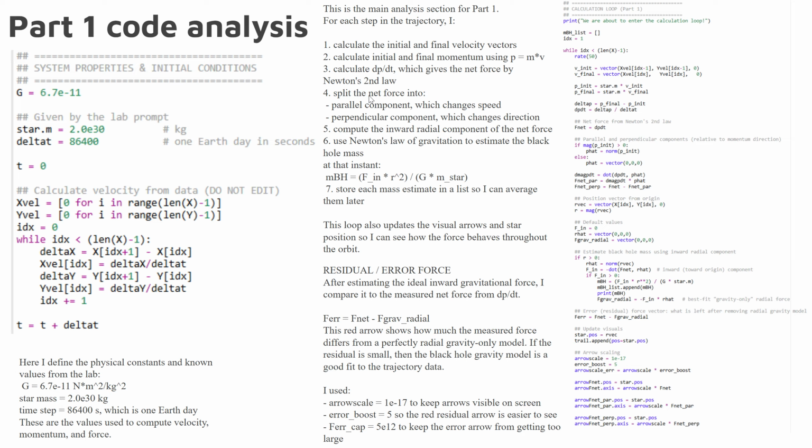Then I split the net force into its parallel and perpendicular components. Then I computed the inward radial component of the net force. I then used Newton's law of gravitation to estimate the black hole's mass at that instant using this equation right here. And then I stored each mass estimate in a list so I could average them out later. This loop also gives the visual arrows, as you saw in the video, of the cyan, orange, and magenta. And this is my residual error force, and I use arrow scale, error boost, and error cap to make the arrows stand out and be visible.